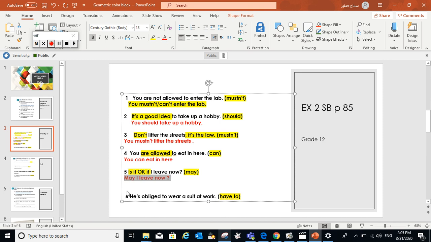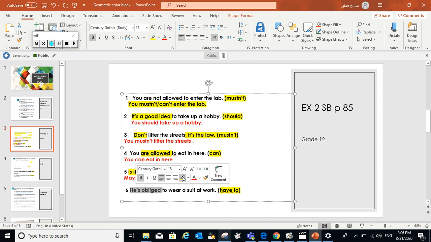He is obliged. Now this example, he is obliged to wear a suit at work. So there is a word here that means have to, which is obliged. We are going to replace obliged with have to. So who is obliged to wear a suit at work? He. And I have between brackets have to.